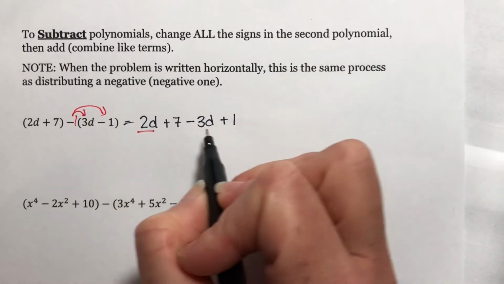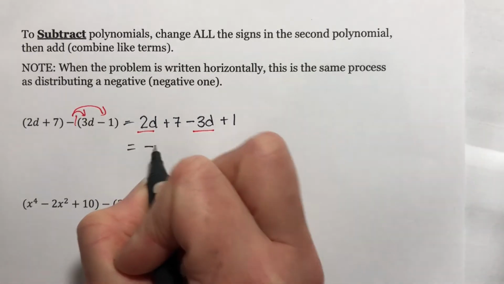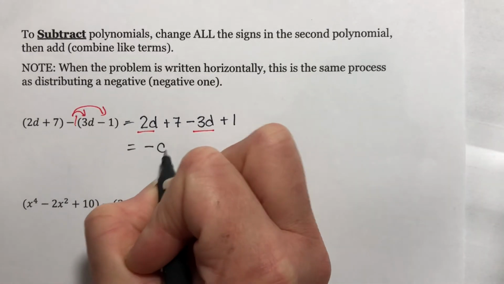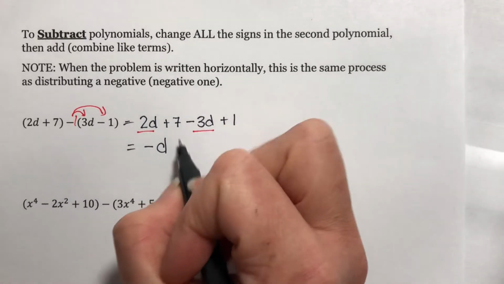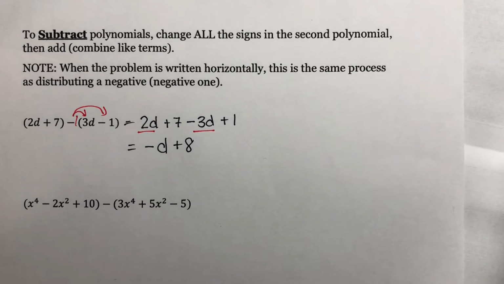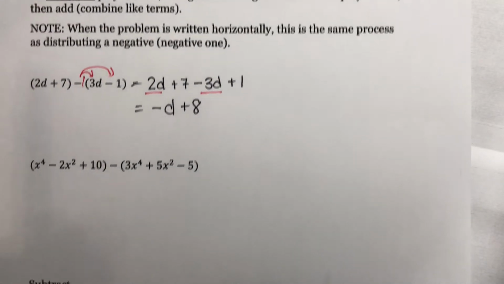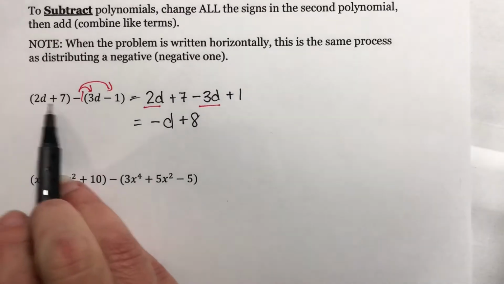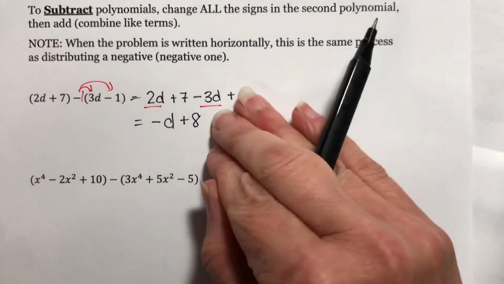Okay, now we're going to combine these. I have 2d minus 3d, which is going to give me a -1, which we don't normally write, d. And then we have 7 plus 1, so plus 8. -d plus 8 would be your answer here.